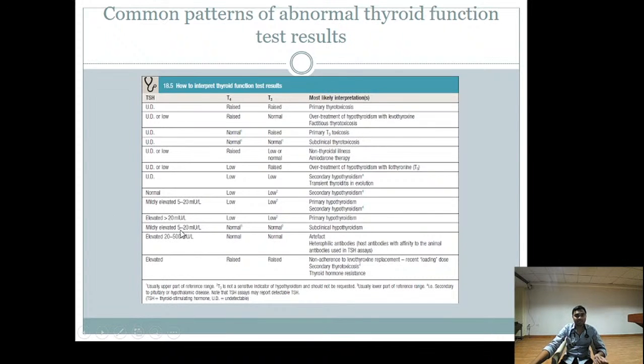If TSH is raised but between 5 and 20, then it can be subclinical hypothyroidism. If TSH is much elevated, that is 20 to 500 milli international units per liter, and T4 and T3 are normal, then it can be an artifact due to heterophilic antibodies. What are heterophilic antibodies? Those are antibodies against the animal antibodies which are used in TSH assays. If TSH is elevated and both T4 and T3 are also elevated, then it can be due to thyroid hormone resistance.